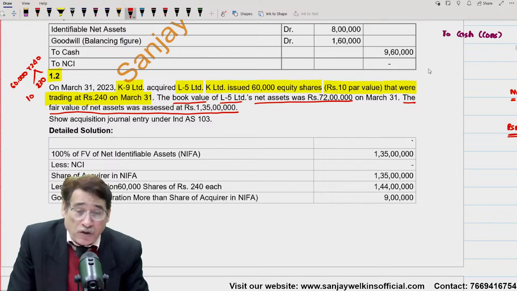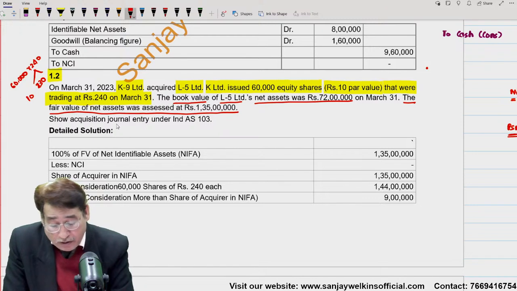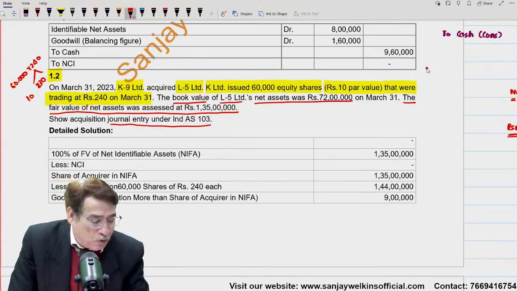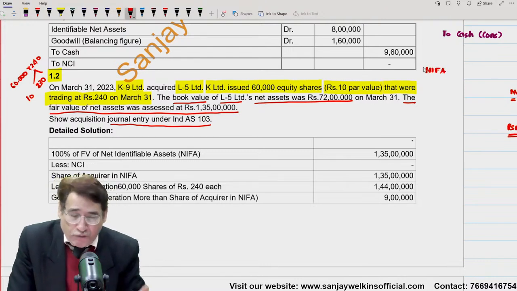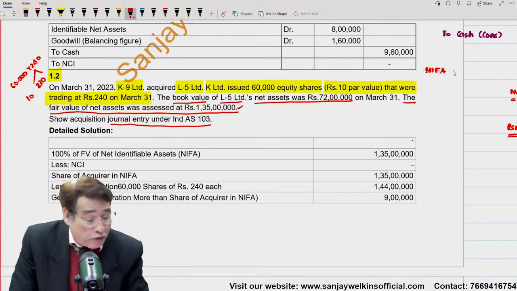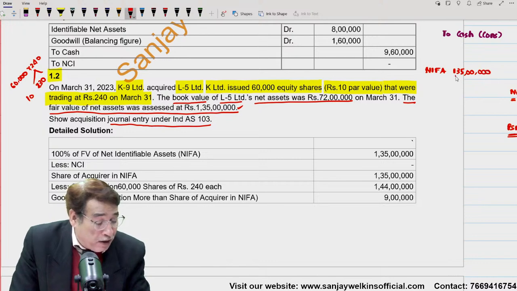Suppose I ask you the same question again: how are you going to compute the amount of goodwill? The question is simply telling you to pass the entry under Ind AS 103, but just to practice a bit, I have given you very simple steps of computing goodwill. First, NIFA: net identifiable assets at fair value of the acquiree, on the date of acquisition, equal to 135 lakh. So first of all, you will write this value, 135 lakh.